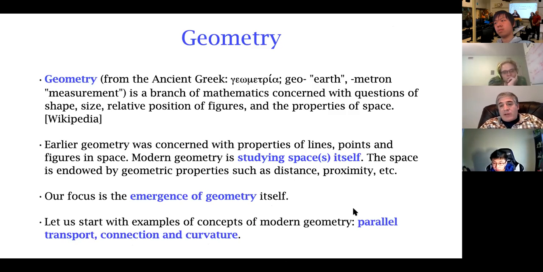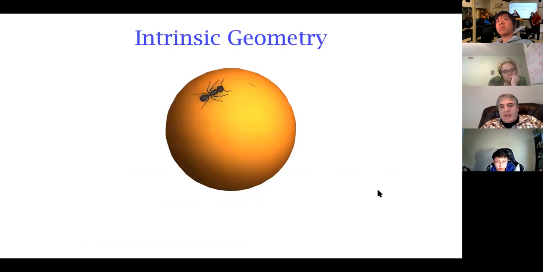And we will start with simple examples of modern geometry concepts, which are, say, parallel transport, connection, and curvature. Okay. Do many of you know what parallel transport, connection is, etc.? In any case, I'm going to talk about it in more or less detail, at least give you some idea what it is.